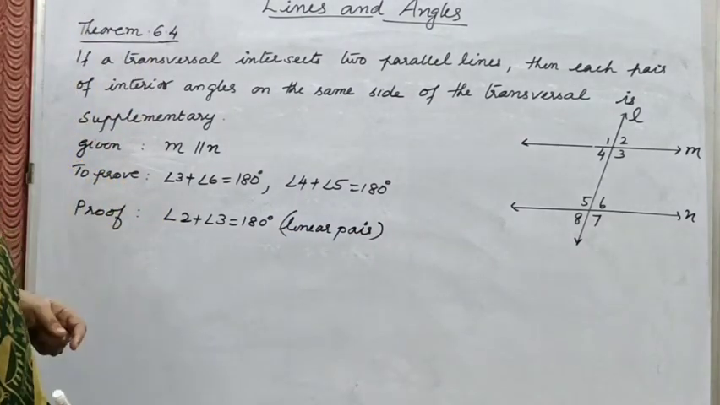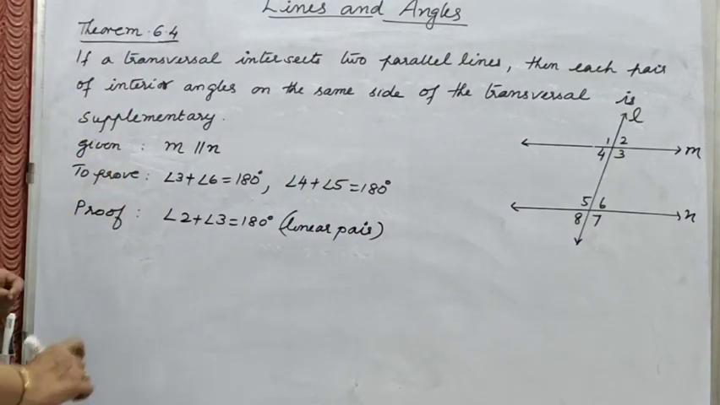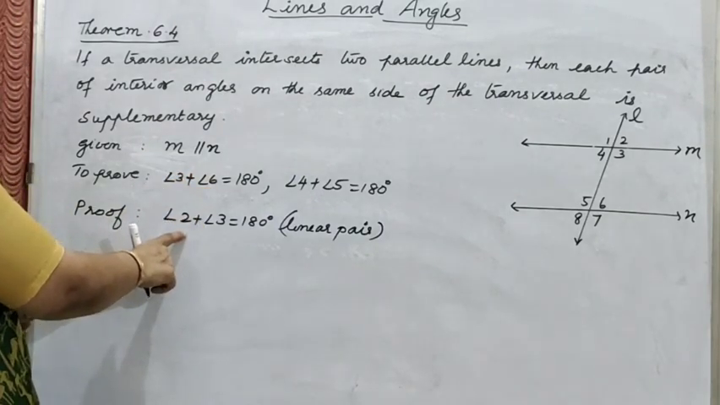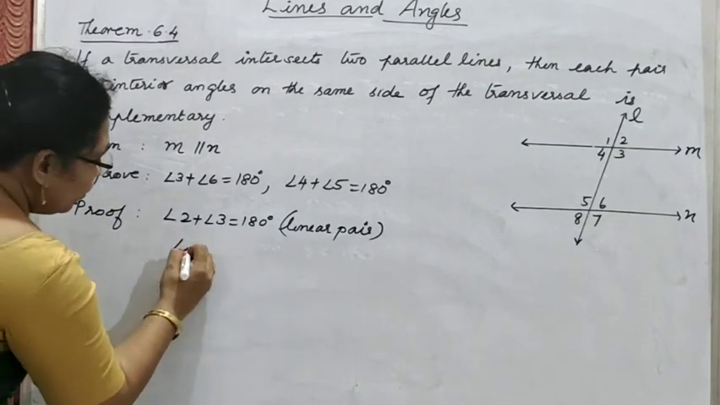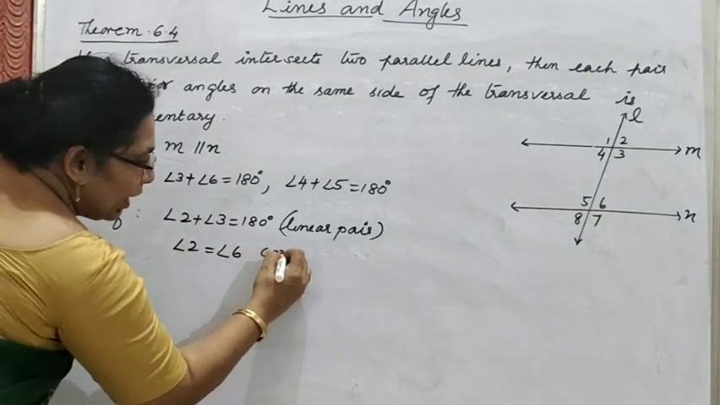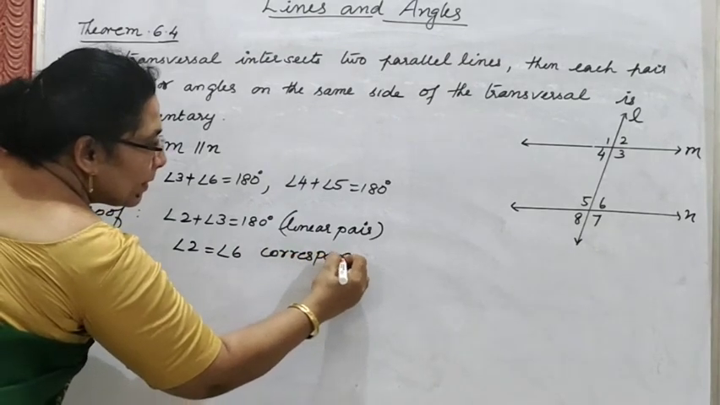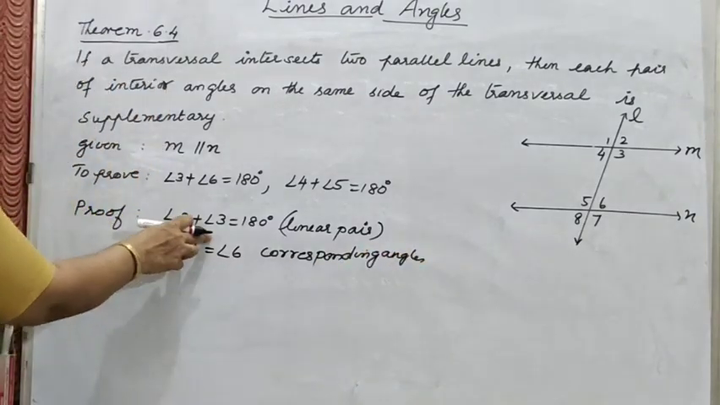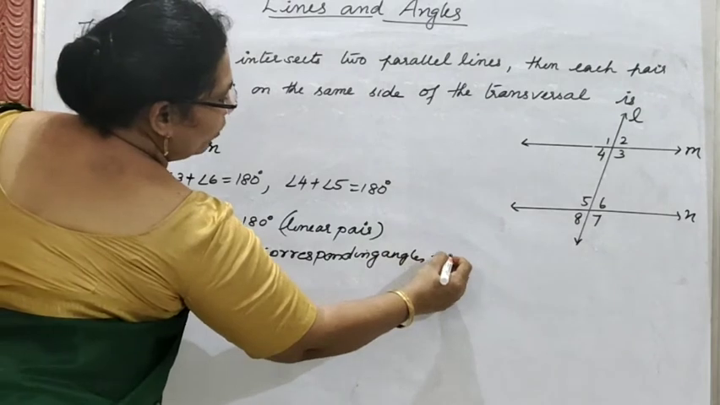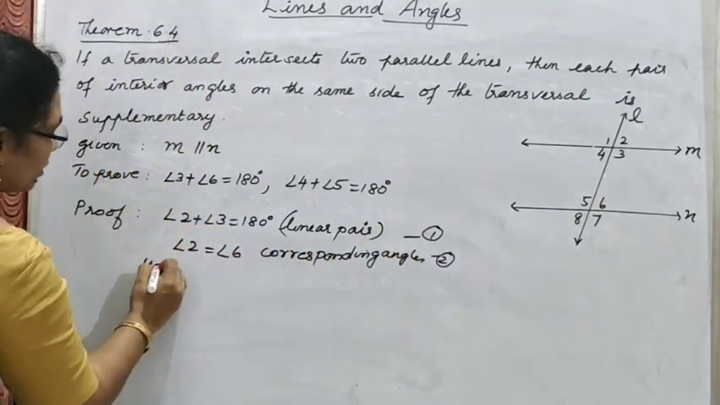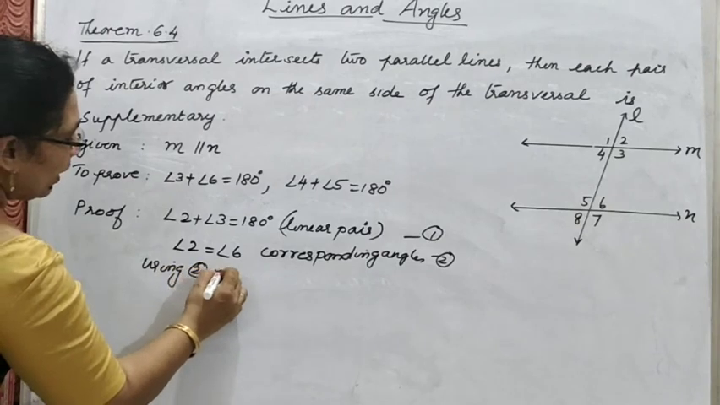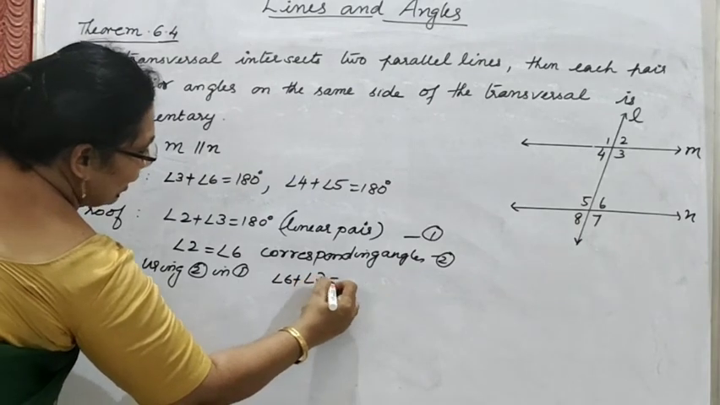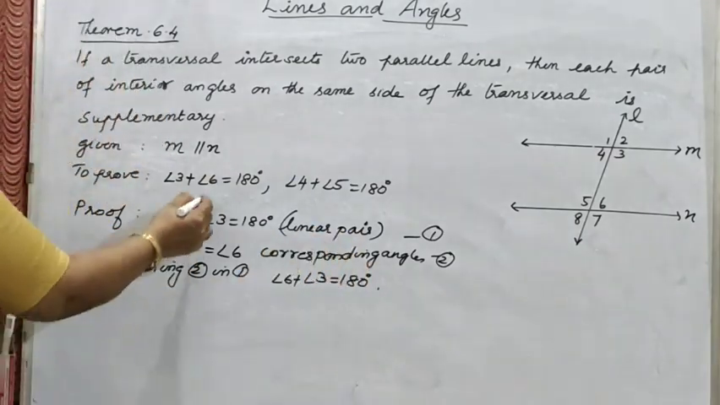Now angle 2 should be replaced with another angle, because we require 3 plus 6 only, so angle 2 should go from this statement. So how can it be replaced? Angle 2 equal to angle 6, corresponding angles. Right? So using 2 in 1, what will we get? Angle 6 plus angle 3 equal to 180 degree, which is the required one.